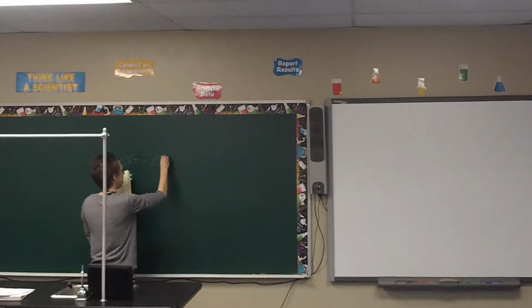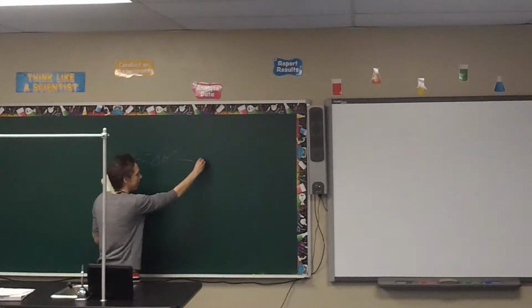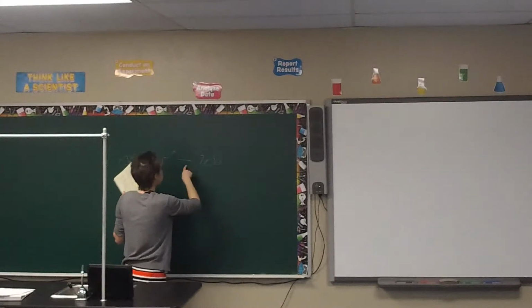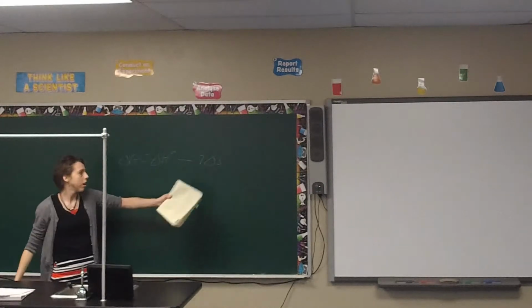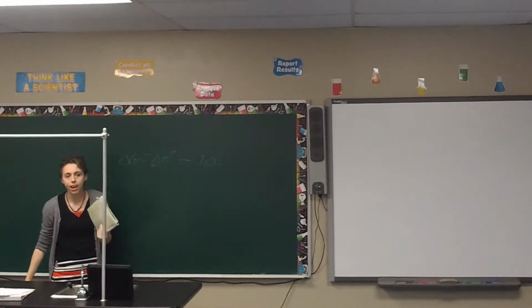Delta H, delta H degree sign, minus T delta S. Good job. So it's minus. That all comes at a high temperature. This one becomes more dominant because it'll make it more negative.